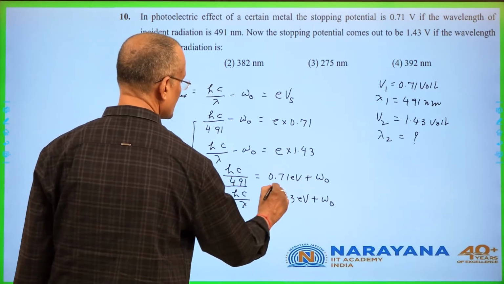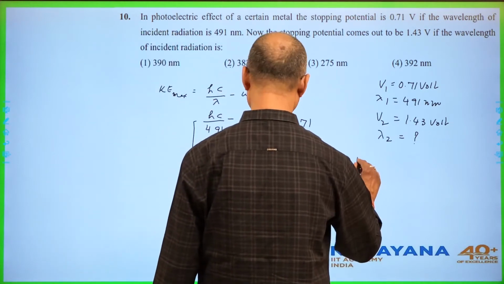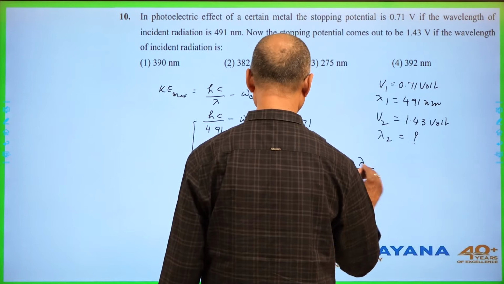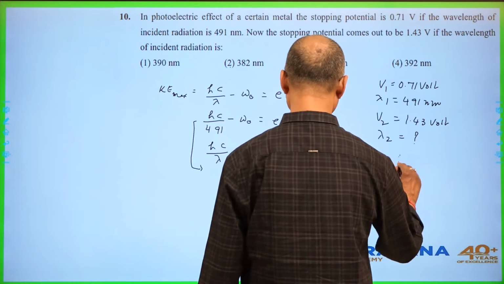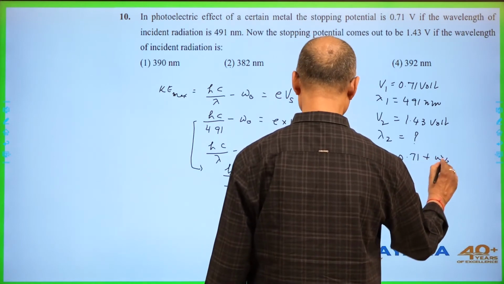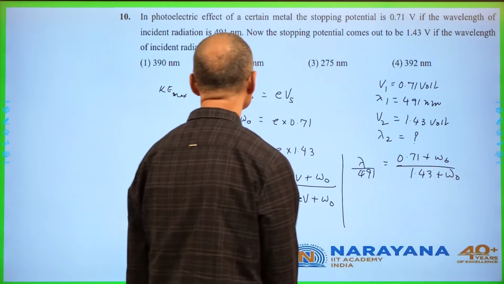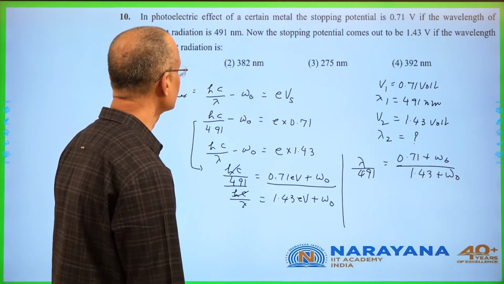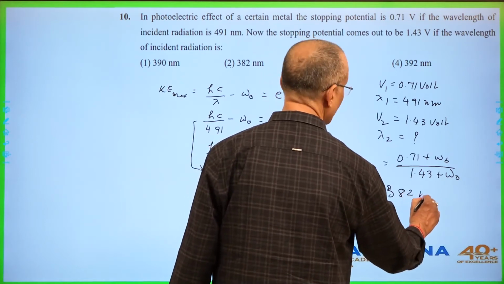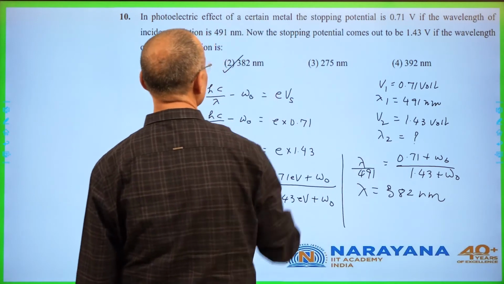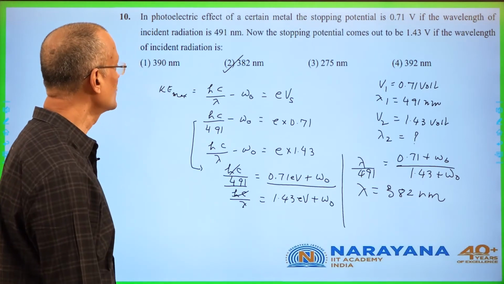You just take the ratio, hc cancelled, you will have lambda by 491 equal to 0.71 plus W naught by 1.43 plus W naught. Now just solve this. You will be getting lambda as 382 nanometer. The answer will be 382 nanometer. Let us move now to question number 11.